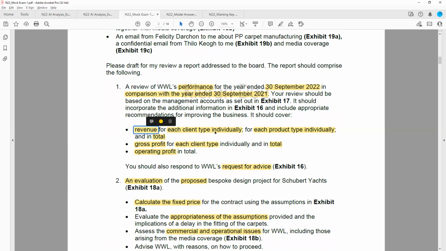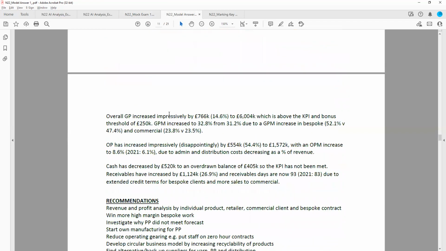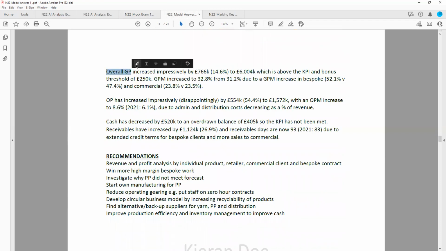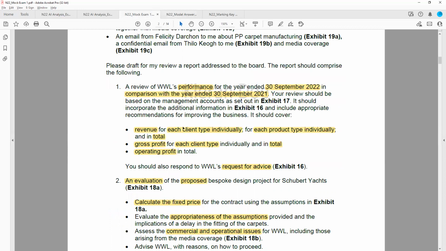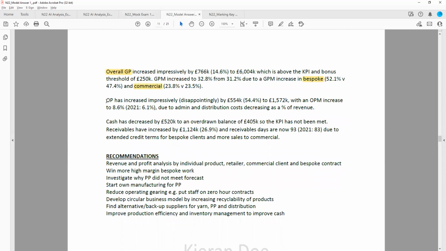For revenue, they wanted it by client type and product type. And then gross profit, so I need a point on gross profit by client type and in total. So I've taken that from above as well. I've got overall gross profit, and then I've got a point on bespoke and commercial. Like I said, I probably should have had retail in there as well, but I didn't bring the margin into my answer. And then operating profit, they just wanted operating profit in total. But you can see I've just taken the main number from above.